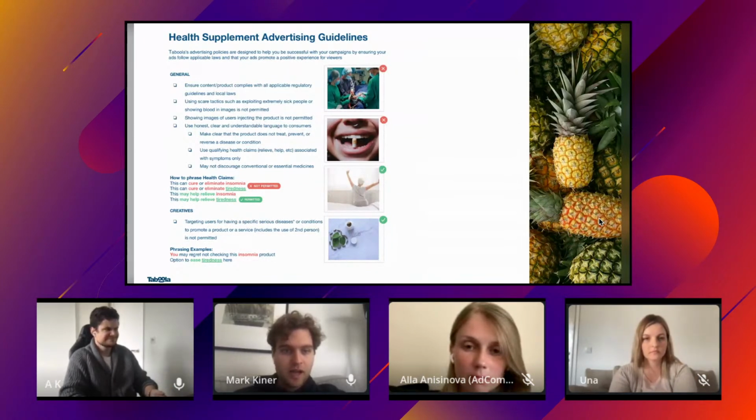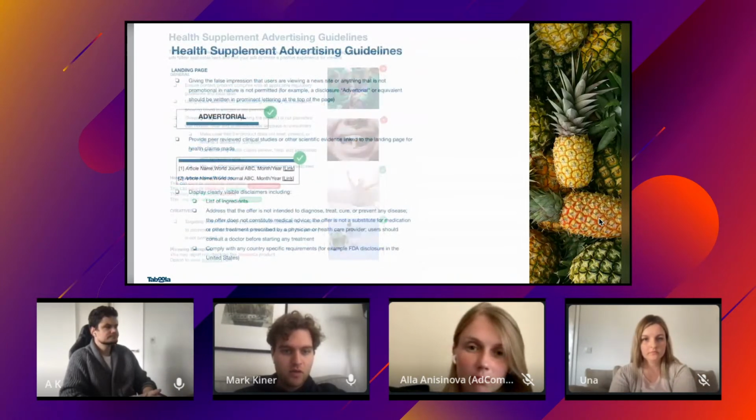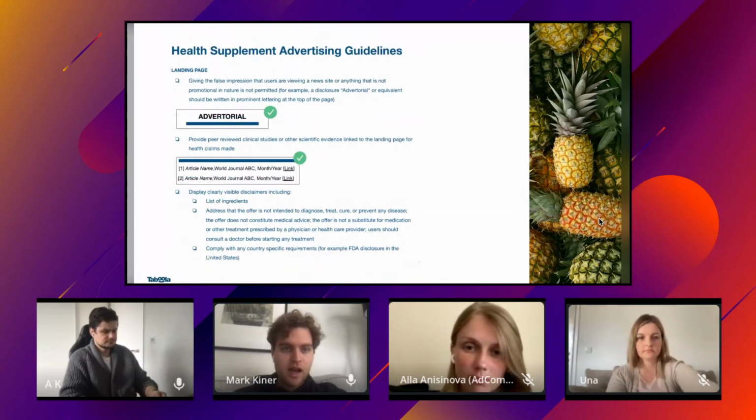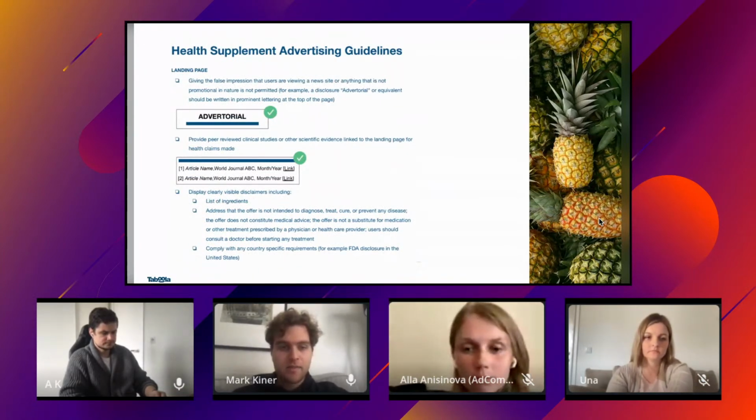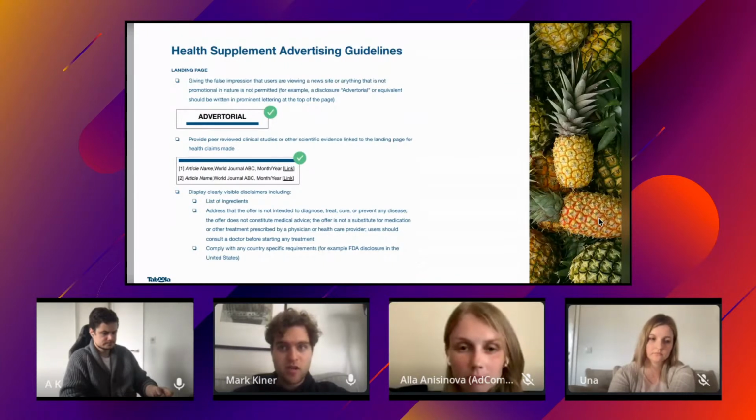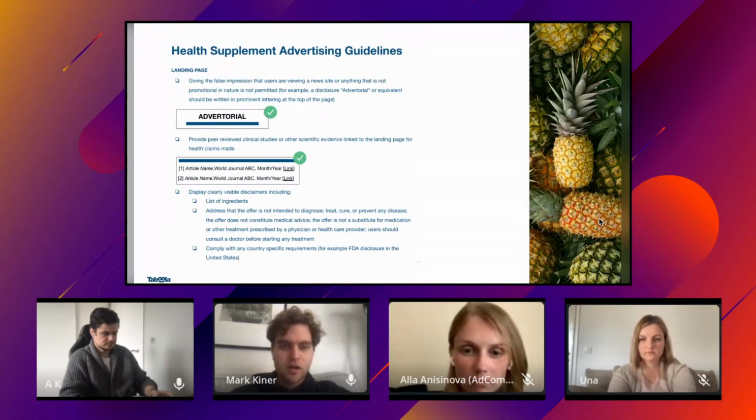In terms of kind of the main do's and don'ts, yes, thank you, Andrey. On the landing page, you need to have advertorial at the very top. You need to make sure that any claims that you make are cited with peer-reviewed studies. You need to make sure that the list of ingredients is present on the pre-lander or the landing page. And you make sure that, you basically subscribe to the local country regulations. So whether it's FDA in the US or something else in the geo that you decide to go under.